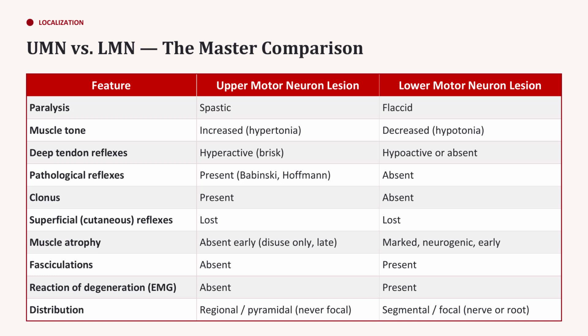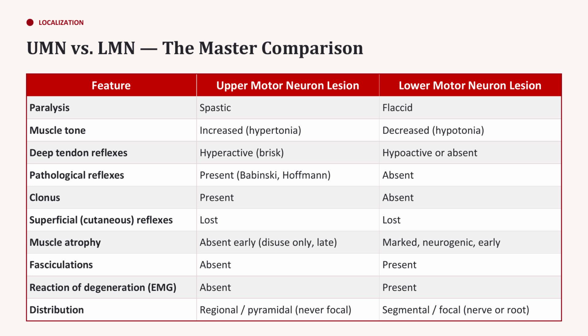This is the table to know cold, the master comparison of upper versus lower motor neuron lesions. If you memorize nothing else from the lecture, memorize this grid, because it is tested relentlessly and it is the tool you will actually use at the bedside. Walk down it. Paralysis, spastic versus flaccid, tone, increased versus decreased, reflexes, brisk versus depressed, pathological reflexes and clonus, present versus absent, then the discriminators that clinch the diagnosis, atrophy and fasciculations.